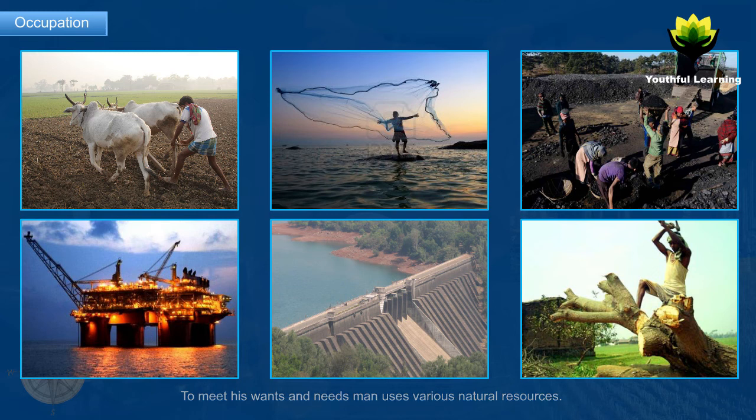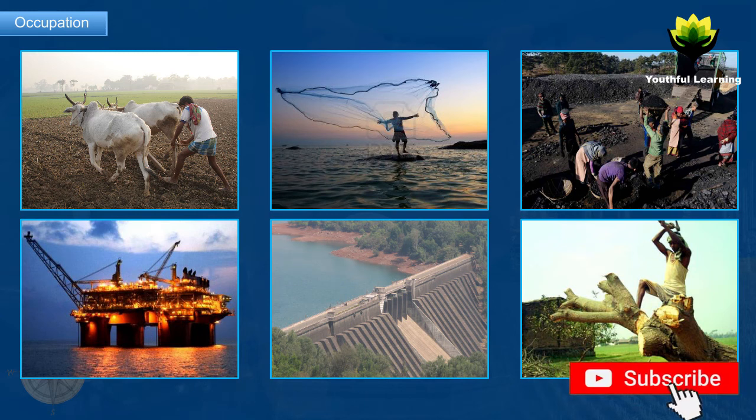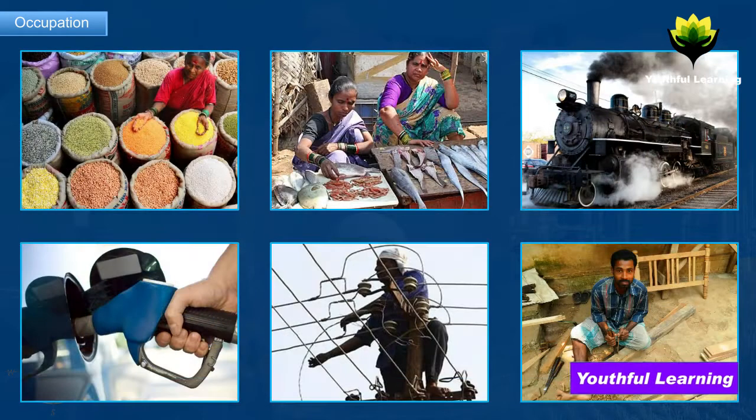He has to work to gain access to these resources and then convert them into goods, services, and wealth that are necessary for his living. In this way, human occupations complete the cycle of production and consumption.